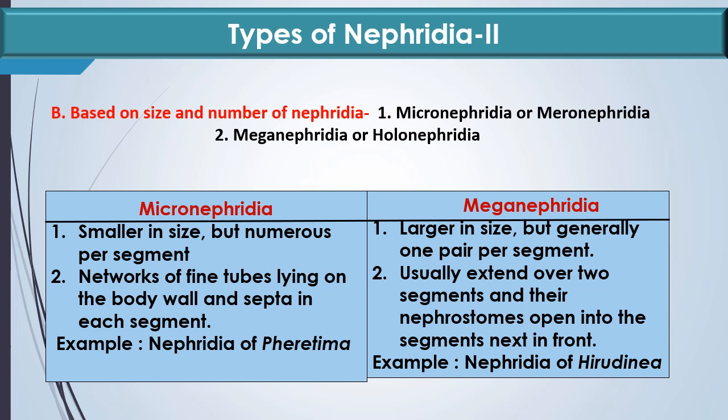Whereas the meganephridia, as the name suggests, are larger in size, but generally only one pair per segment. Usually they extend over two segments and their nephrostomes open into the next segment in front. The nephridia of Hirudinea are examples of meganephridia.